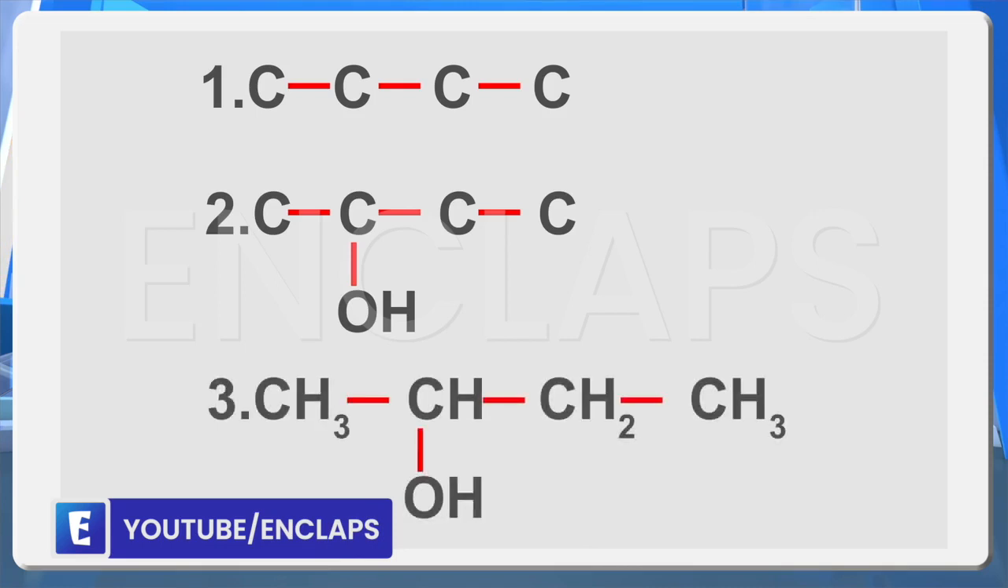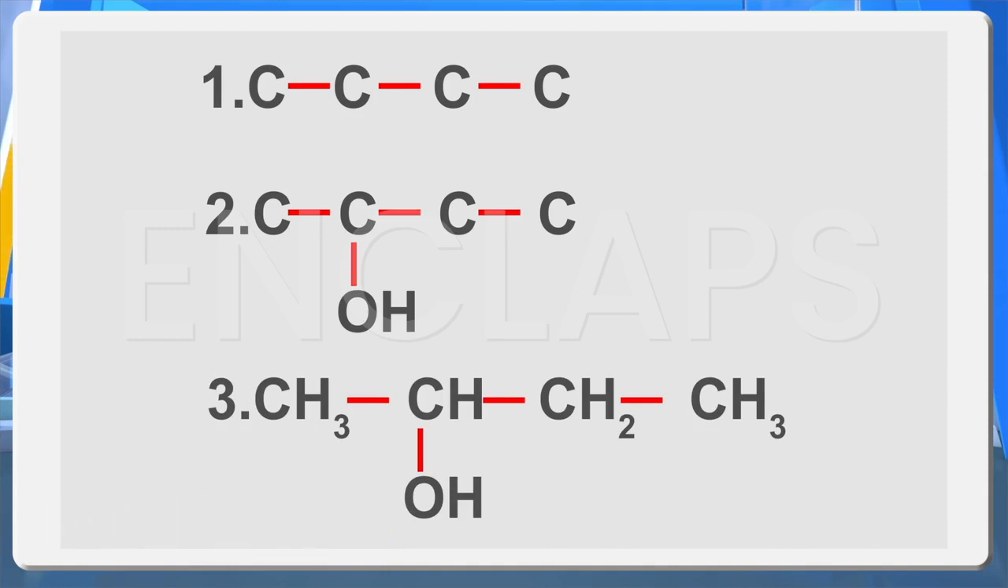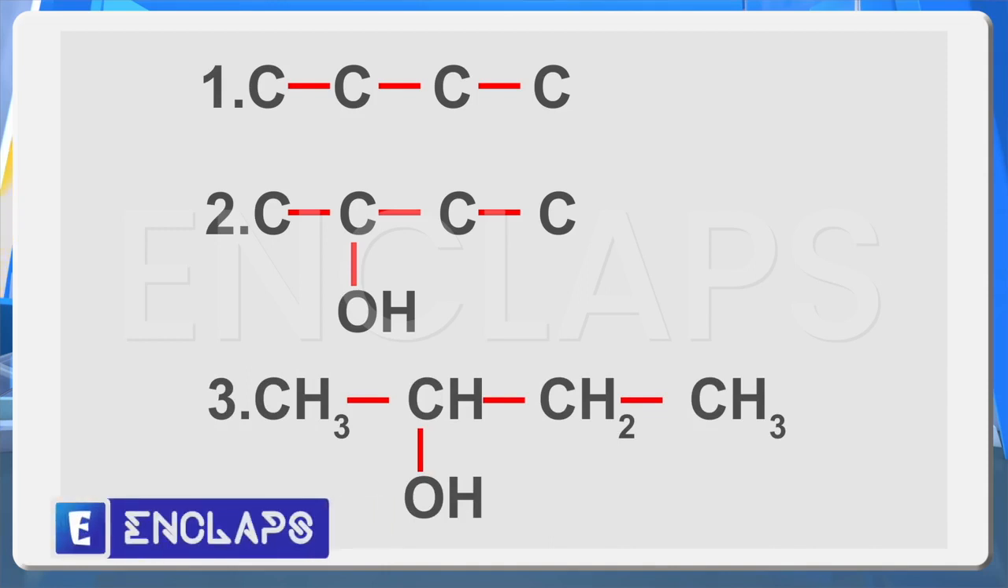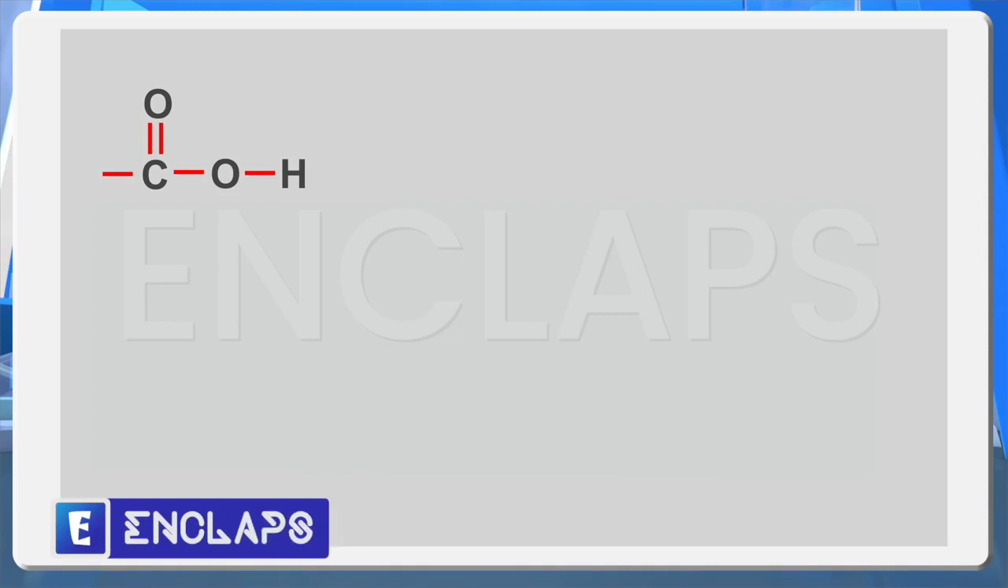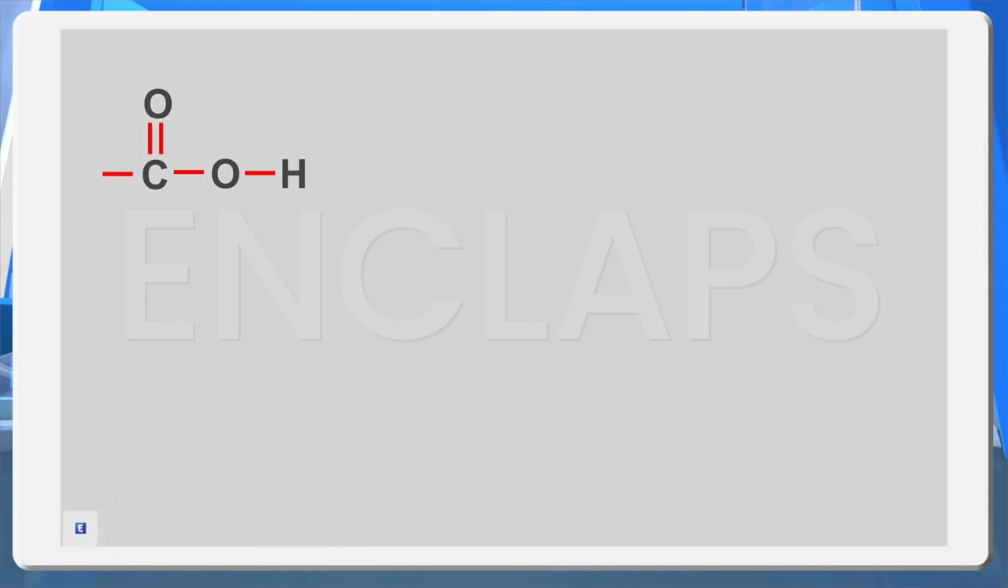Then what is the next step? Yes, we have to fill the hydrogen atoms in this structure to satisfy the valencies of the carbon atoms. So this is the structure of butan-2-ol. CH3, CHOH, CH2, CH3. Clear? So this is about the hydroxyl functional group. Next functional group is the carboxyl functional group. Carboxylic group.